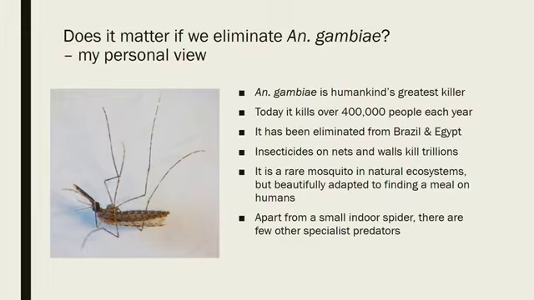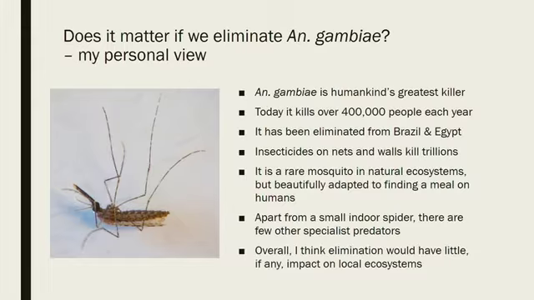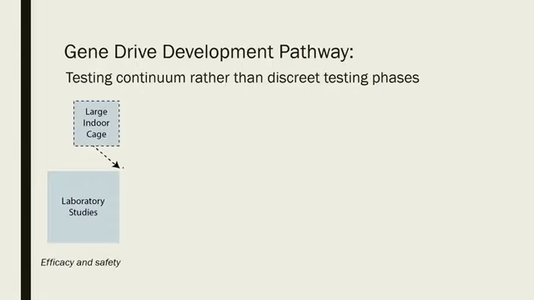I think that spider may go as development improves and the number of houses and house improvements increase, that spider will find it less favourable to exist. So overall, I think if you actually remove this mosquito, it would have little impact on the local ecosystems, but only for this mosquito species, because it is so beautifully adapted for people.